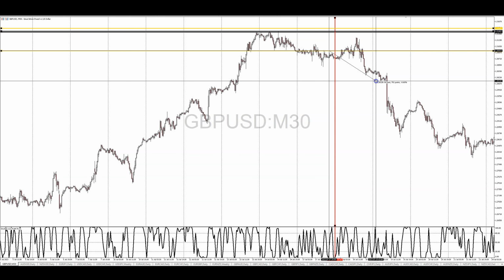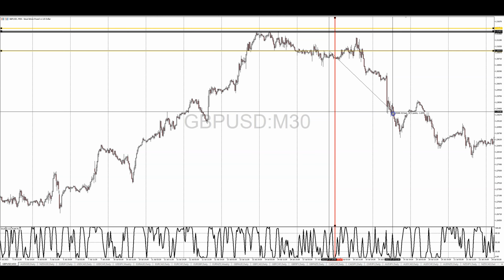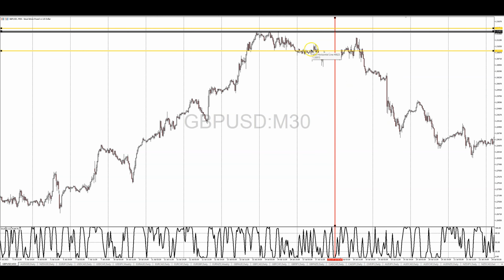I'll bring the stops to break even, and then I'll go ahead and let it run. See how far it can go down, right? So that is the pullback entry. You button up your stop loss here. You find your level of structure. You wait for price to pull back into that level.